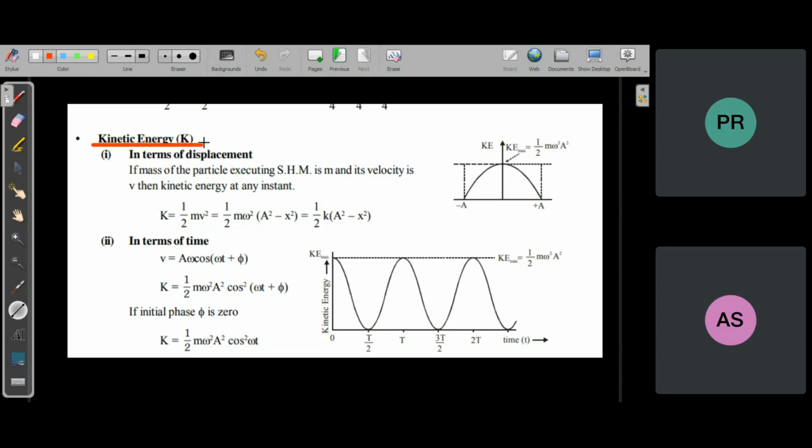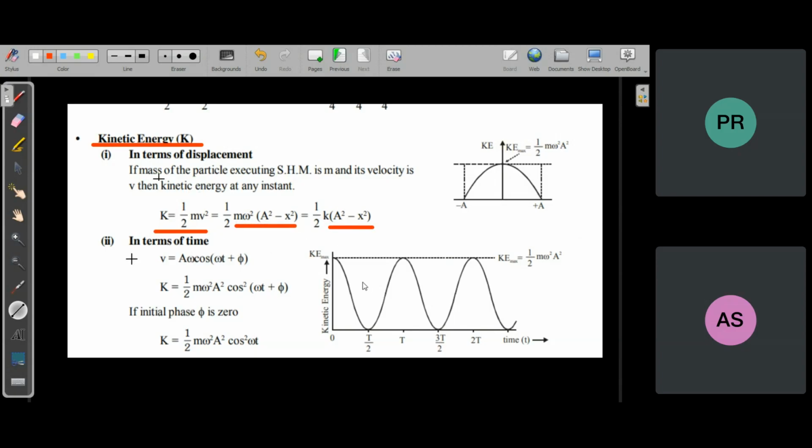So now next we are talking about kinetic energy. When the particle is doing SHM, you saw that potential energy is a function of displacement. Similarly, kinetic energy is also a function of displacement because velocity keeps on changing. Why does velocity keep on changing? Because of the restoring force, because there is acceleration. How to find kinetic energy? Simply half mv square, and you already know the equation of v. Substitute and you get the equation.